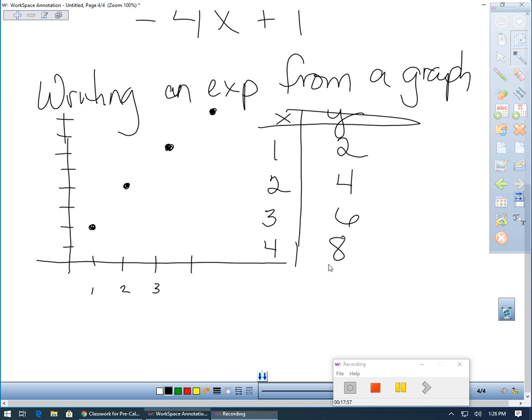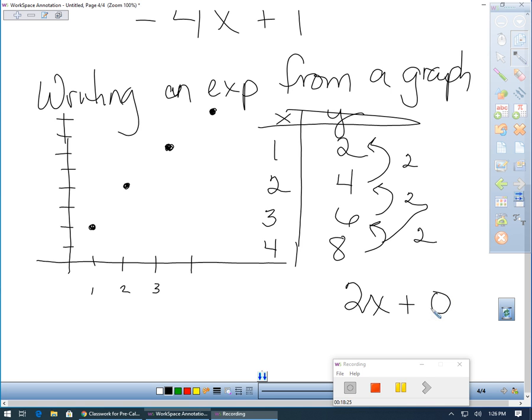So 4 minus 2 is 2. 6 minus 4 is 2. And 8 minus 6, 2. So we have 2x. Plus. Plus what? 2x plus 0.